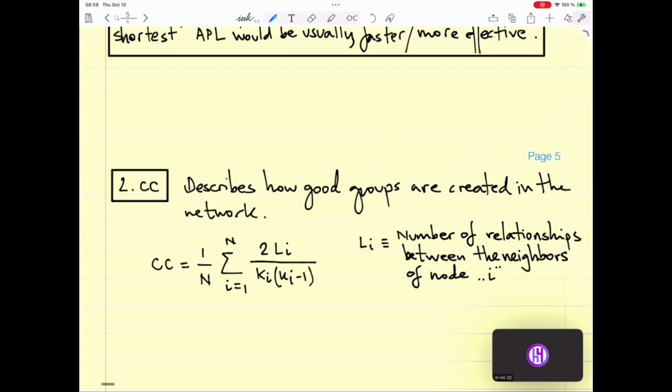So I am node i. The number of relationships, imagine I'm your friend and I'm your friend. And you're friends to each other. We have a relationship, so we are related, we are connected, and you are connected. So the number of relationships that my friends have to each other. How many of my friends are friends to each other? Okay?